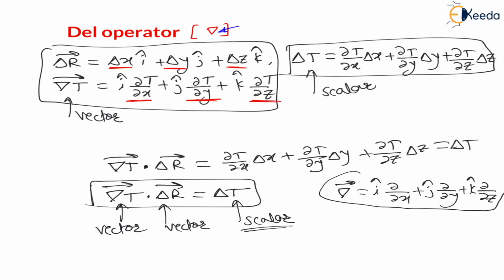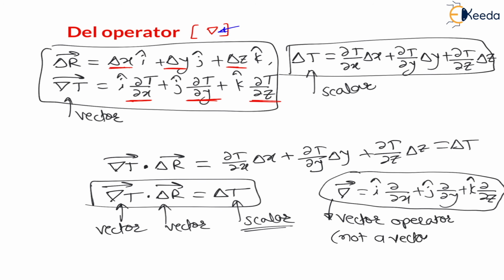Now this del operator is just a vector operator, it is not a vector, it is a vector operator. It means if this del operator is applied on a scalar quantity, because temperature is a scalar quantity, then we will get a vector quantity. Therefore this is called just the del operator, it is a vector operator and not a vector, though the arrow is shown, but it is shown for the vector operator. If this vector operator is applied on a scalar quantity, then we will get a vector quantity, because this vector operator has i, j, k components.